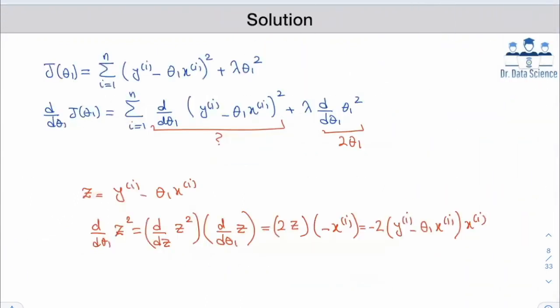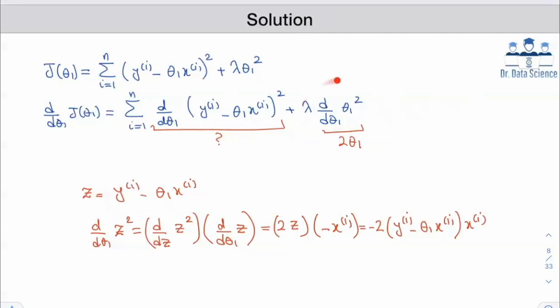So I give a name to this objective function that we have. I like to call it J, and it has only one variable. Next, I need to find the derivative of that with respect to the only variable that we have, which is theta 1. And because we can take the derivative inside the summation, now we have the summation from 1 to n of the derivative of the square term that we have, plus lambda times the derivative of the second term with respect to theta 1.